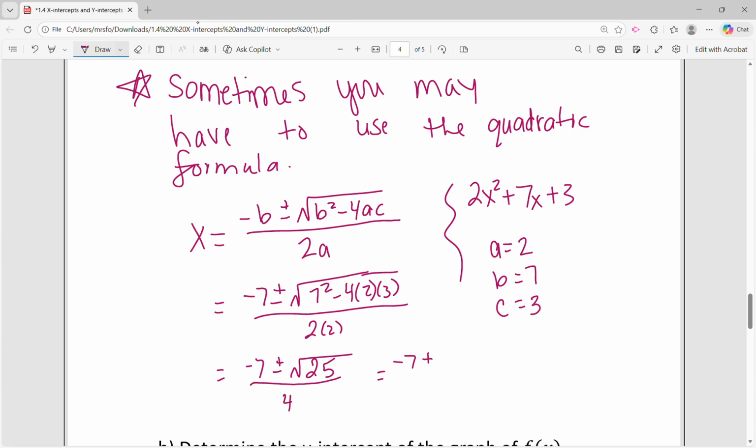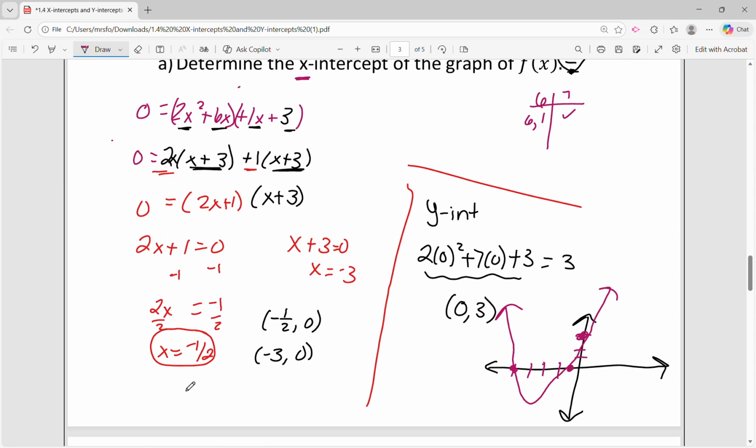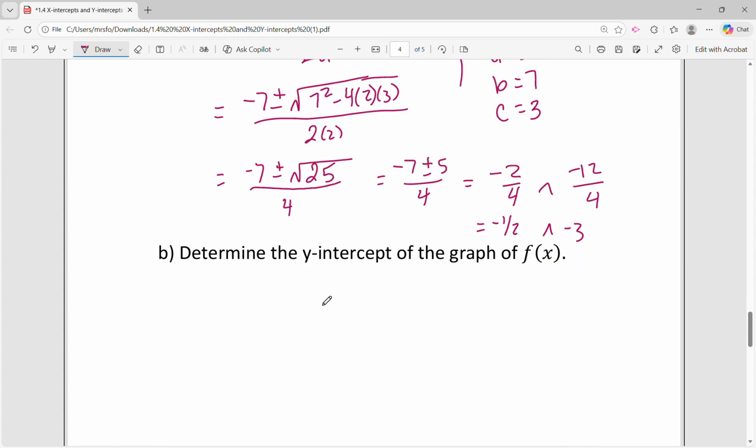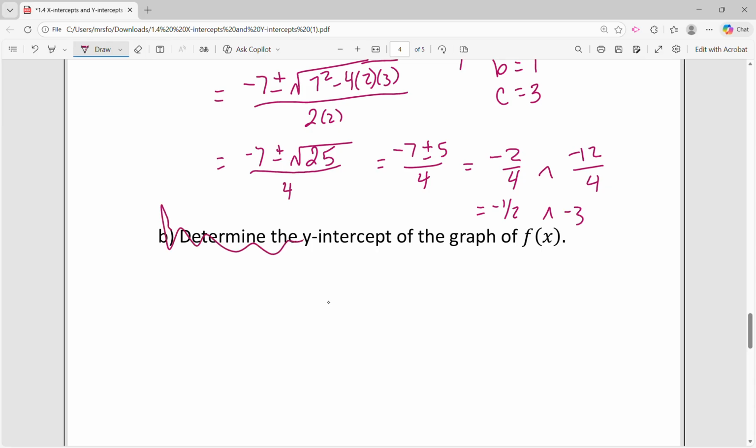So that's -7 plus or minus 5 over 4, which means you would do -7 plus 5, which is -2 over 4, and you would do -7 minus 5, which would be -12 over 4, which equals -1/2 and -3, which is what we had gotten for our x's up here as well. So this is applying the quadratic formula. We did the b already up there.